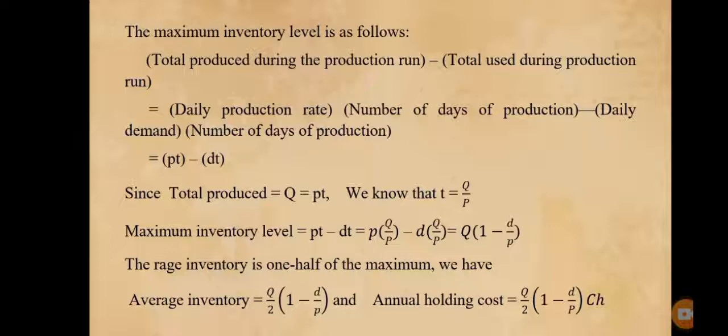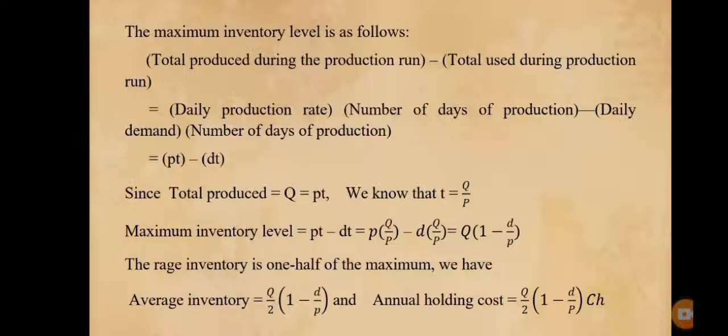Since total produced is equal to the number of units per order, or our production run, which is equal to the daily production rate times the length of production run in days, we know that our length of production run in days will be Q, the number of units per order, over the daily production rate. Maximum inventory is equal to PT minus DT.